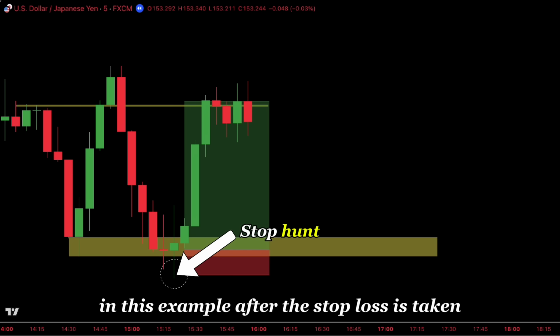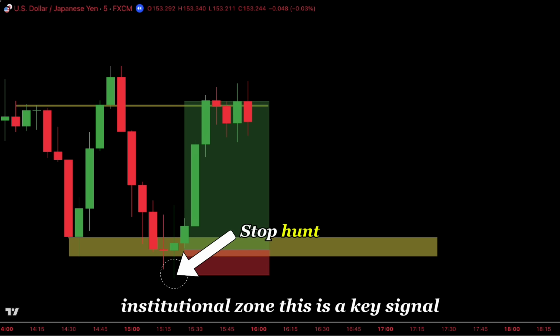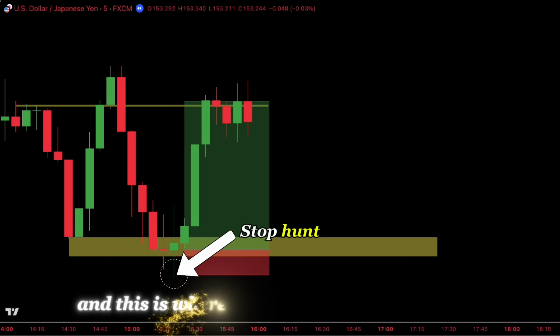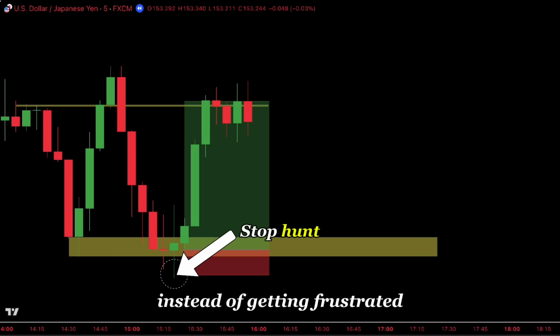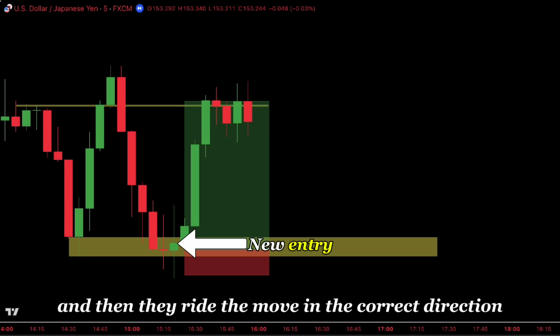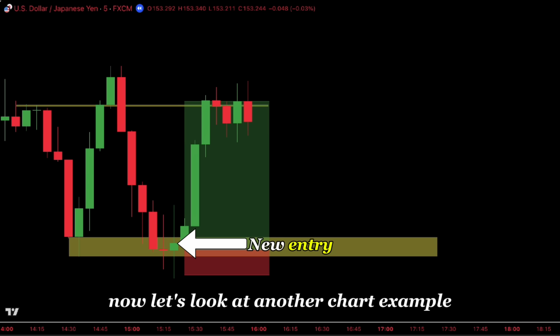In this example, after the stop loss is taken, the market closes back above the bullish institutional zone. This is a key signal. It tells you that the move down was a liquidity grab, not a true reversal. And this is where smart traders act differently. Instead of getting frustrated, they re-enter the market with confirmation, and then they ride the move in the correct direction.